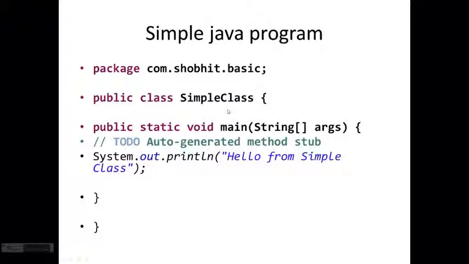Then you have a public class, which I call SimpleClass. Then we have a main function here, public static void main. I will explain this statement after some time. And then we have System.out.println, "Hello from simple class."